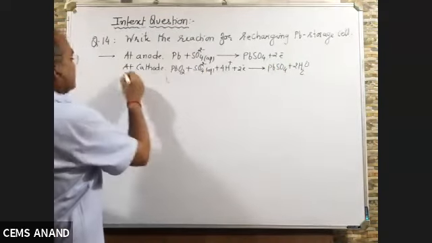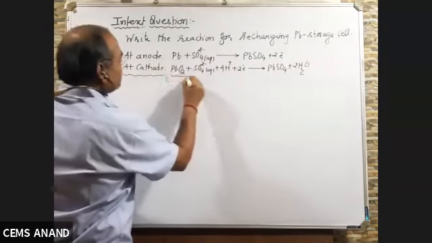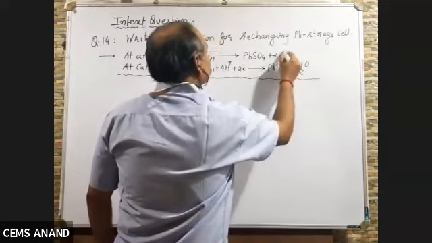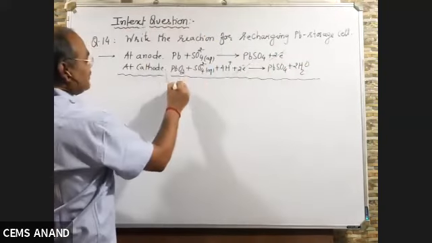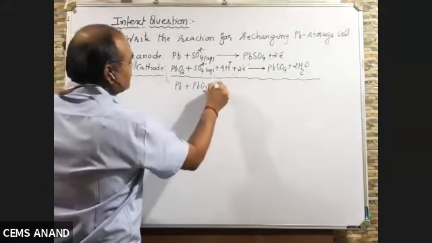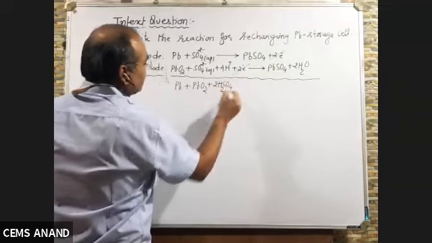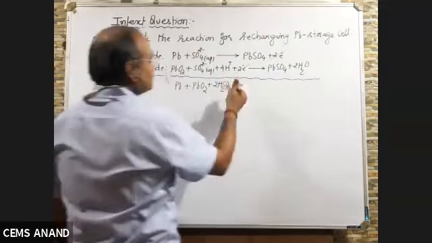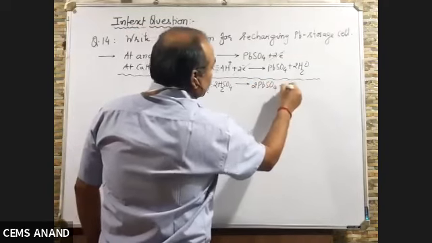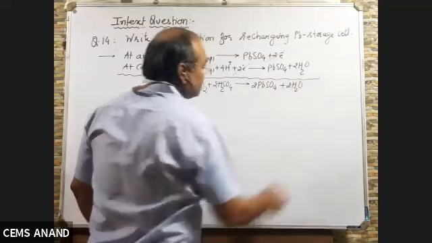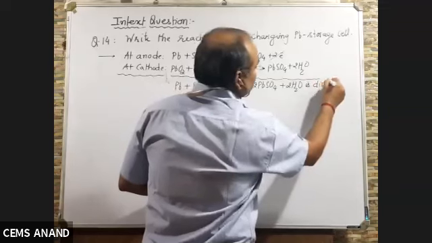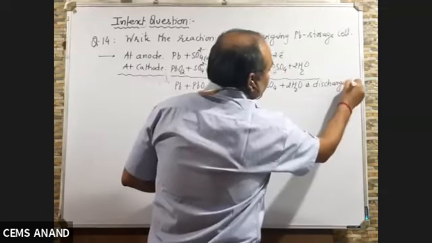The net reaction was, here the 2 electron cancel. So the net reaction was Pb plus PbO2 plus 4H plus and 2SO4, that is 2H2SO4, gives 2 times PbSO4 plus 2H2O. This is your discharging reaction.